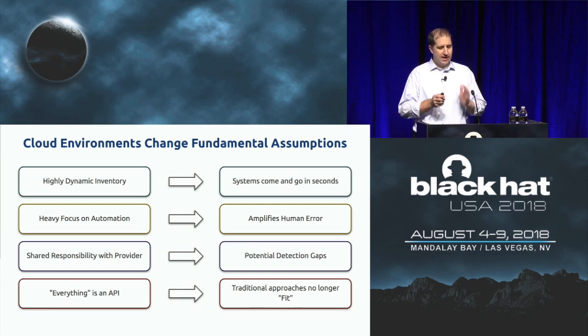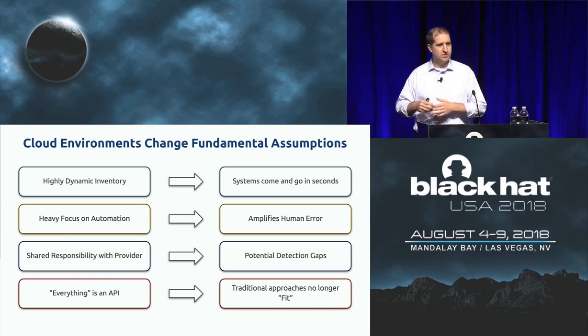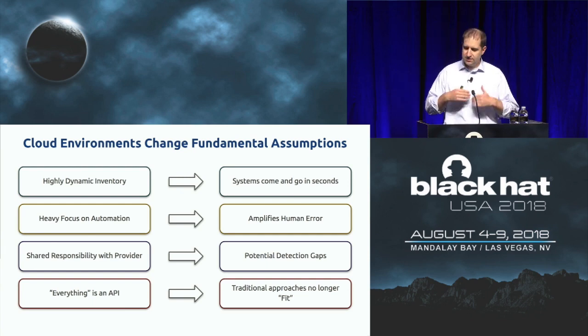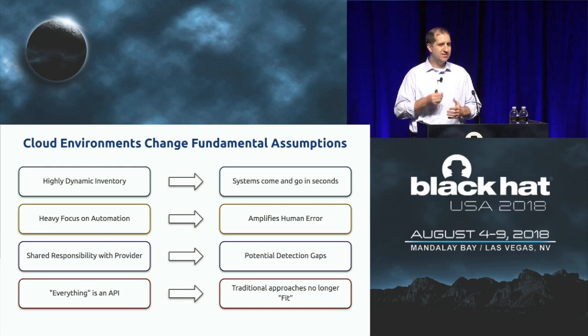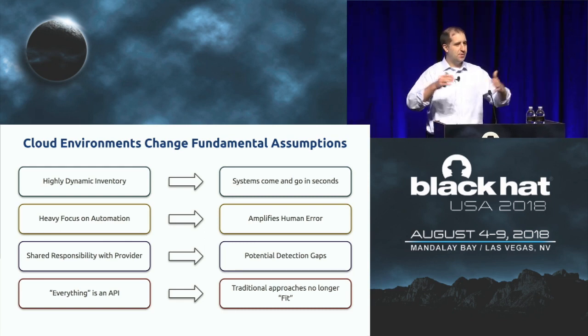And when everything is an API, the traditional approaches don't fit. Installing agents on systems, talking to dedicated masters on static IPs, that methodology just doesn't work in a cloud-native environment because things are expected to change. Things are expected to go away, come back, auto-scale up, auto-scale down.